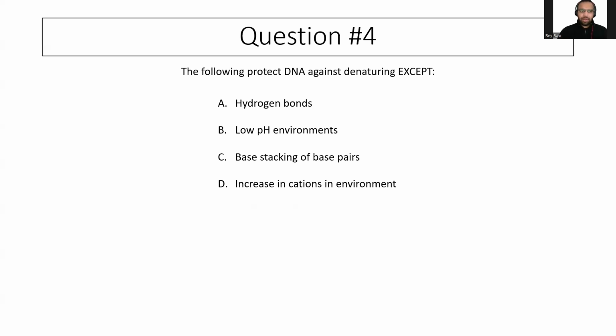Question 4. The following protects DNA against denaturing, except which of the following? So we know that base stacking and hydrogen bonding between nucleotides provide stability to DNA molecules, so we can eliminate those options. Increasing cationic environments promote stability of DNA with neutralizing interaction of positive ions and the negative phosphate backbone. However, a low pH environment can disrupt hydrogen bonds of DNA, causing breakdown. Therefore, the answer is B.